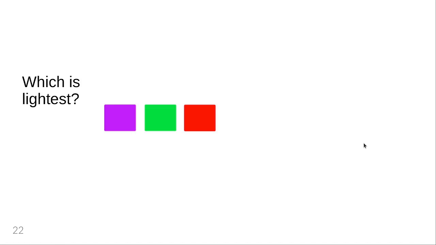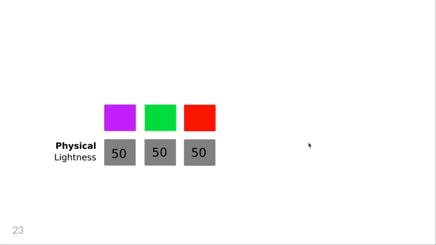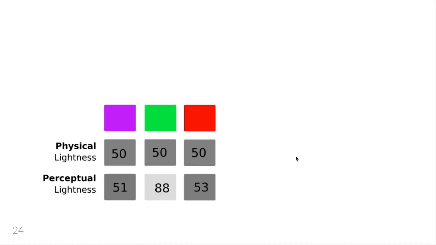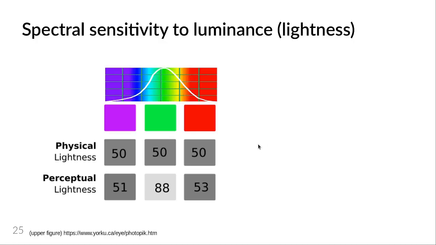First, we need to understand the difference between physical lightness and perceptual lightness. As a demo, I'm asking you which of these squares is the lightest. You might think that the green one is lighter, but they all have the same physical amount of lightness. What you're relying on is the perceptual lightness. For green, there's a big difference between the perceptual and the physical lightness. You can see the physical lightness is uniform across all these, but the perceptual lightness increases at green, which is why you probably thought green was lightest. This is because we're particularly sensitive to luminance in the green area of the spectrum.